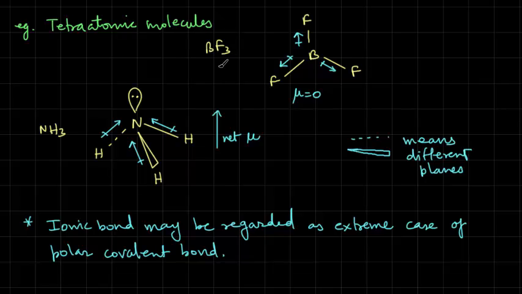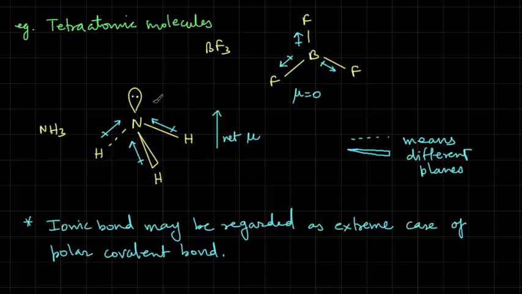Tetraatomic molecules, for example BF3. This is exactly a 120 degree angle between each of them. So how do we know that? Because when it was calculated, the mu came out to be 0. We know that the BF bond is a polar covalent bond, and still mu is equal to 0. That means the molecule geometry must be like this.